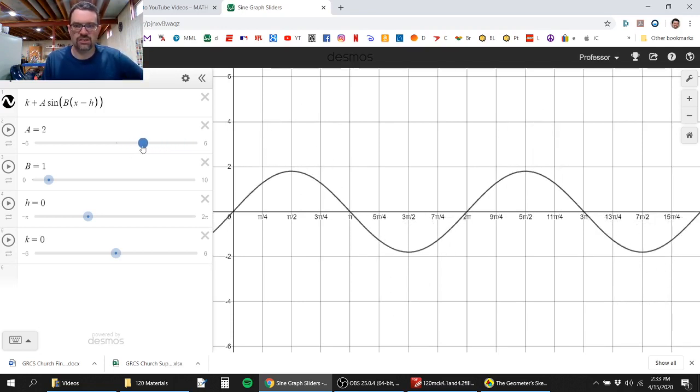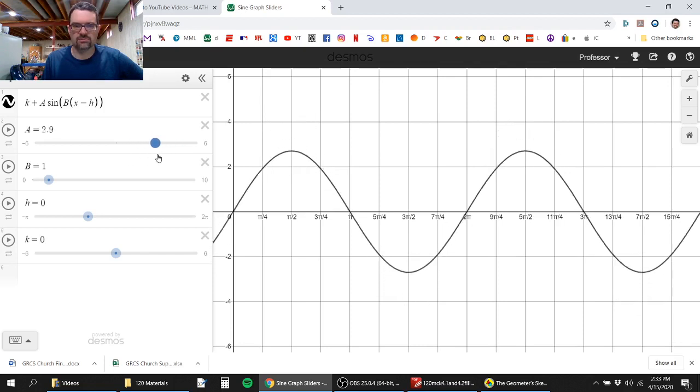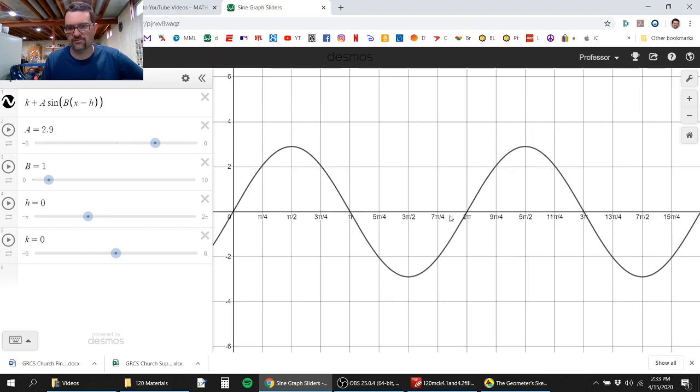Right, so we're just changing the amplitude. It still goes through 0 in the same spot. It still finishes its wave at 2 pi. It's just changing the vertical distance, or where the peaks and the valleys occur.